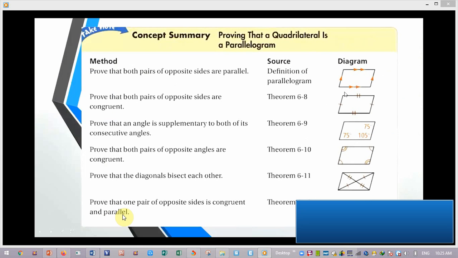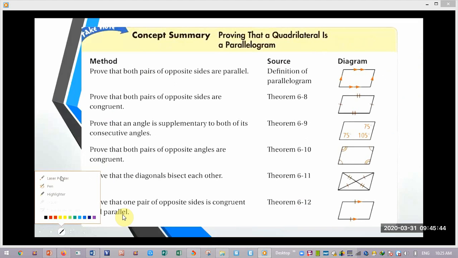Again, that's all. If each 2 opposite sides are parallel, it's called a parallelogram. Or each 2 opposite sides are equal or congruent, then the shape is a parallelogram. Or one angle is supplementary with its consecutive angles, supplementary with this one and this one. 105 plus 75 is 180. Then the shape is a parallelogram.